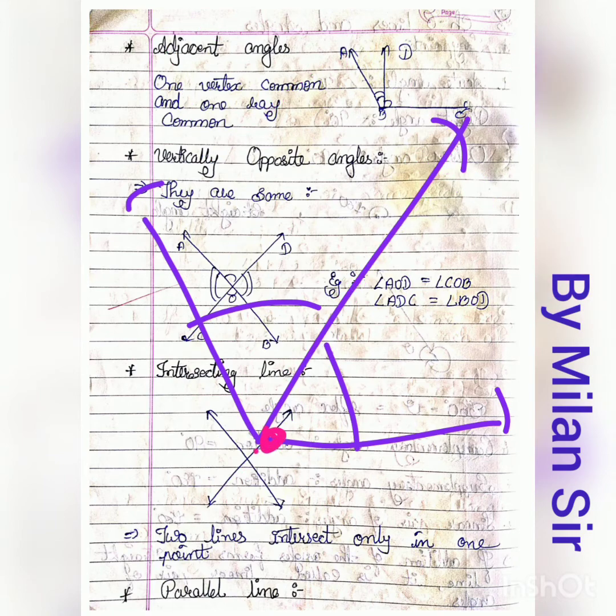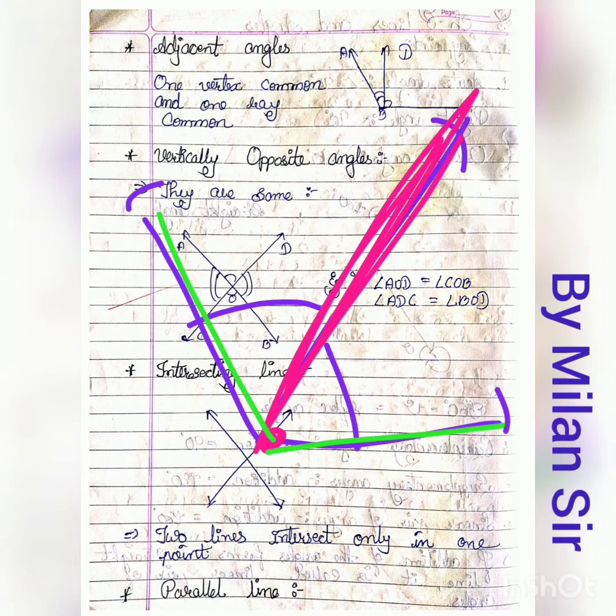One vertex common, one ray common, and the non-common arms, that means these two, lie on either side of the common arm. This is your common arm. So the non-common arms are one on the right hand side and one on the left hand side, that means on opposite sides of the common arm. So there are three conditions for adjacent angles.